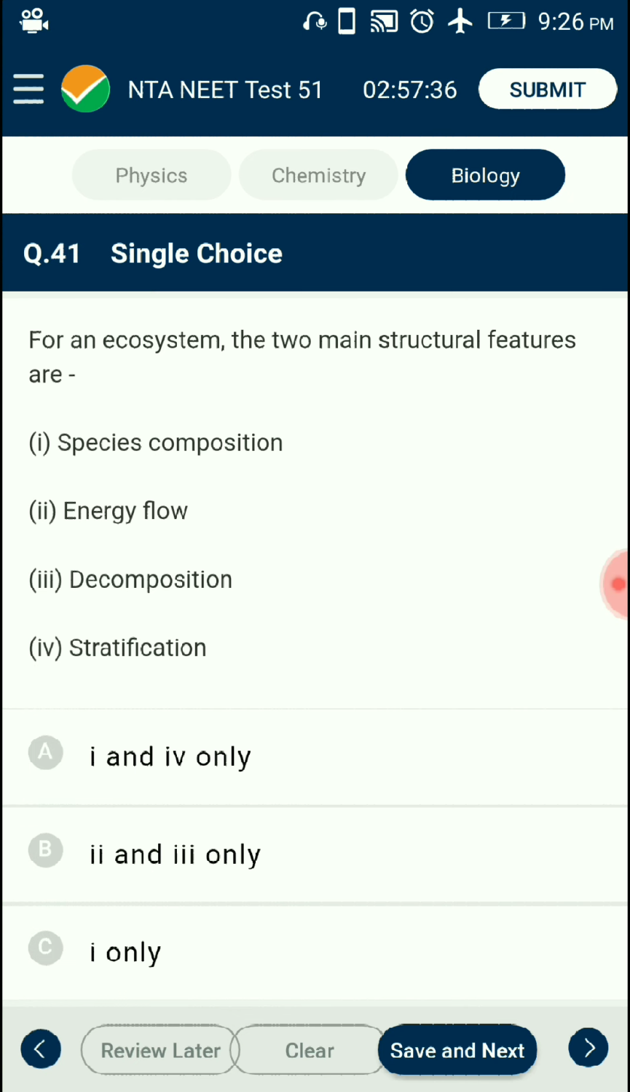Question number 41. For an ecosystem, the two main structural features are: The basic structural and functional unit of ecology is an ecosystem, which is made up of abiotic and biotic components. There is a characteristic physical structure within each ecosystem due to the interaction of abiotic and biotic components. Species composition and stratification form the two main structural features of an ecosystem. For any ecosystem to function and sustain, solar energy supply is a basic requirement. So the answer for this question is option A. From the given 4 statements, the first and fourth statements are the structural features of an ecosystem.